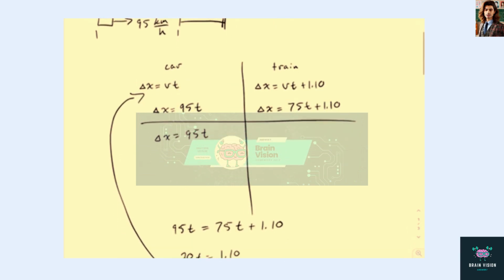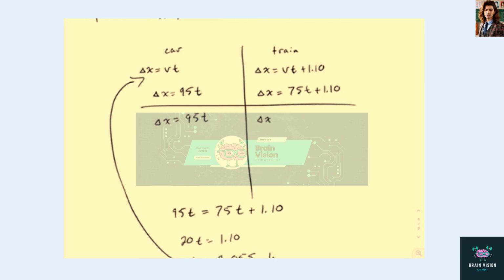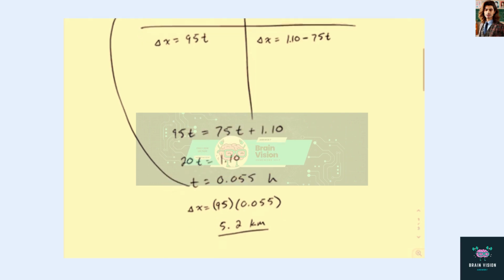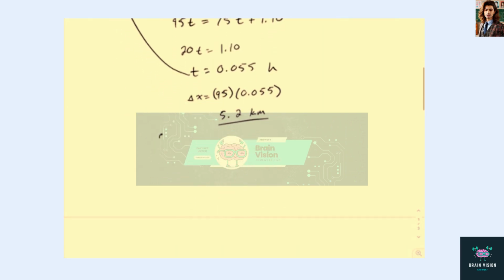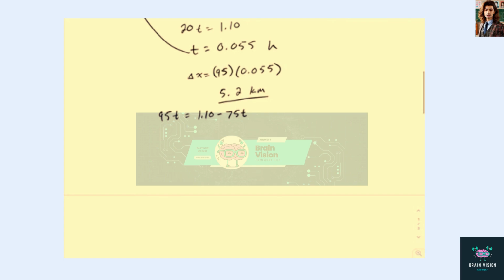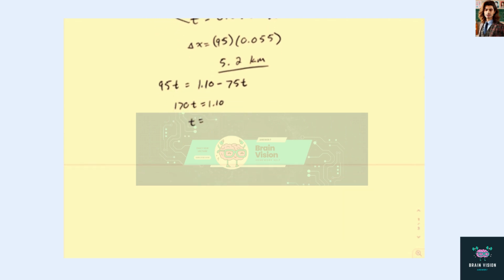So we can say that the car has gone 1.1 minus how far the train has gone. And then just set these two equations equal. So we have 95t equals 1.1 minus 75t. And now combine the t's again. Now we have 170t equals 1.1. And for this, our t is about 0.00647. It keeps going on.